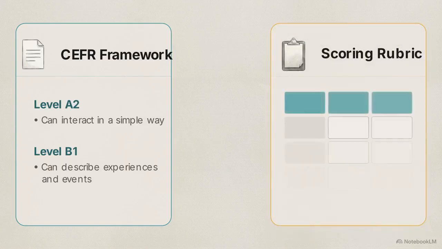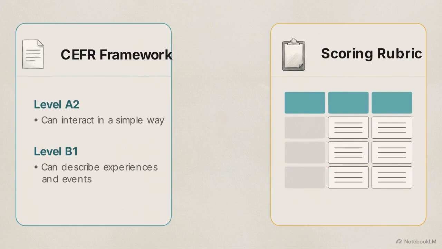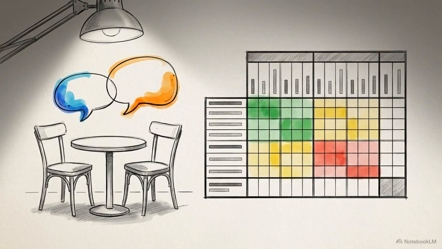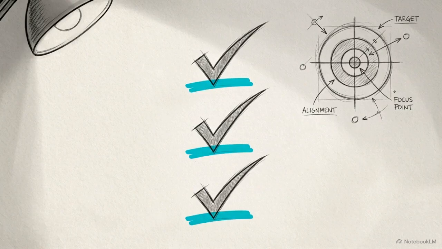Many programs rely on the CEFR framework. It provides excellent can-do statements, outlining what a learner at an A2 or B1 level is expected to accomplish. But it doesn't tell us how to consistently measure that performance, or what constructs to evaluate to ensure our scoring is reliable. To solve this, we need a better system. By pairing an authentic, real-world task with a highly specific analytic rubric, we can take something as complex as communicative language ability and make it entirely visible, measurable, and defensible.